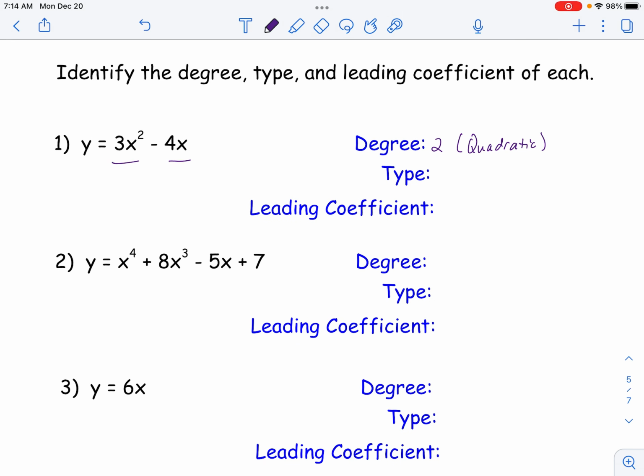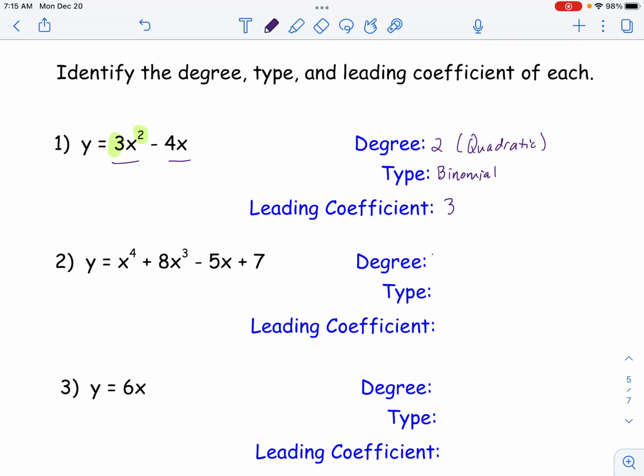The type, there's 2 terms, and so we call that a binomial. And then the leading coefficient. This is not something we've talked about, but basically all you do is you look at what has the largest exponent, which would be x squared, and you look at the number out in front. Coefficient is the number in front, so the leading coefficient is 3.